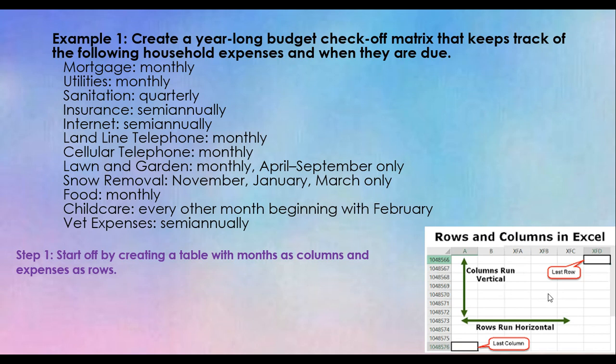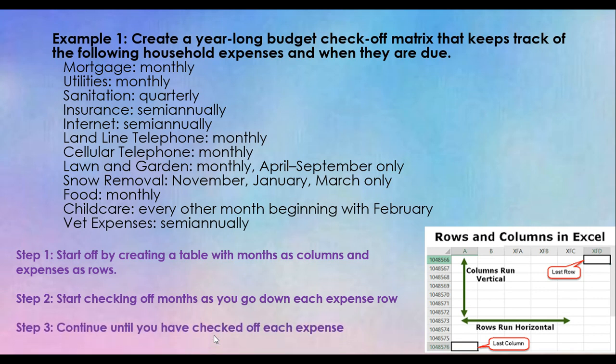So the months are going to be columns. The months are going to be running vertically. So January, February, March, April, May, June, all that, right? All the way to December. And then the expenses are going to be these horizontal values here. Step 2, we have the amount or the time when these expenses are happening. So just start off by checking the months as you go through each row. And step 3, continue until you've reached all of these expenses. Now, something to notice too, the way this is set up is it shows the rows run horizontal, and here's our rows.